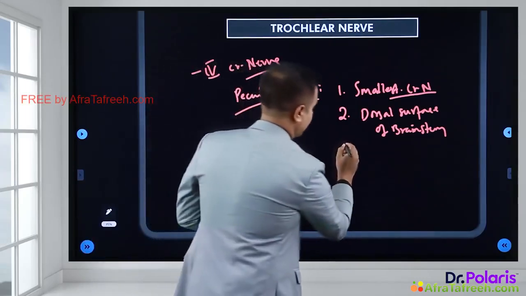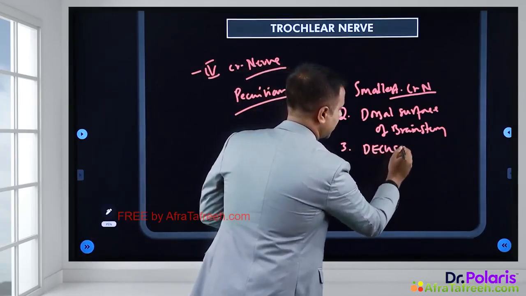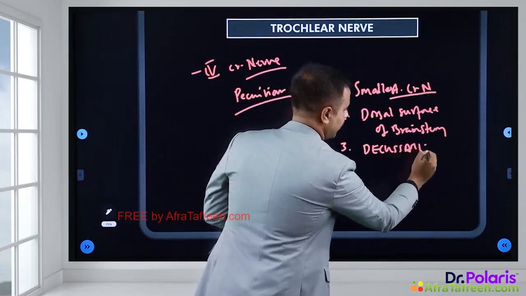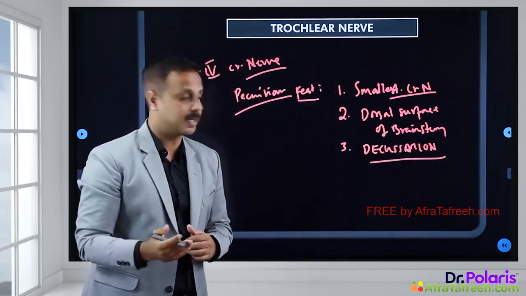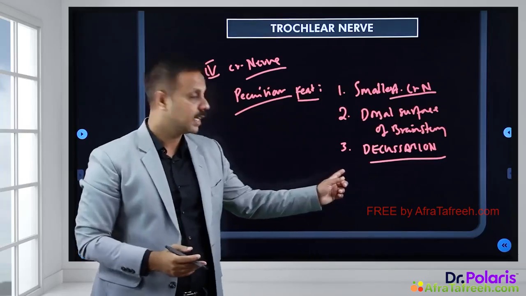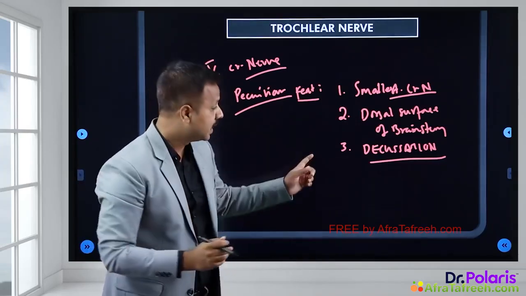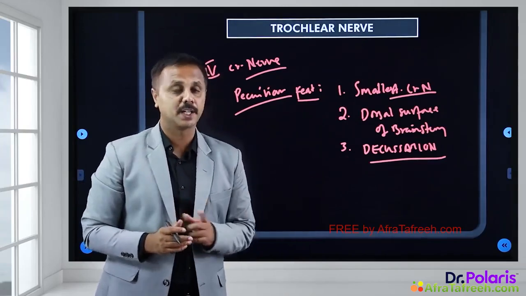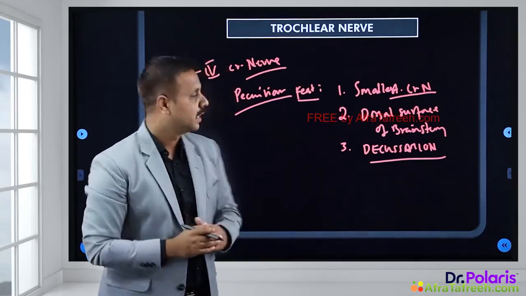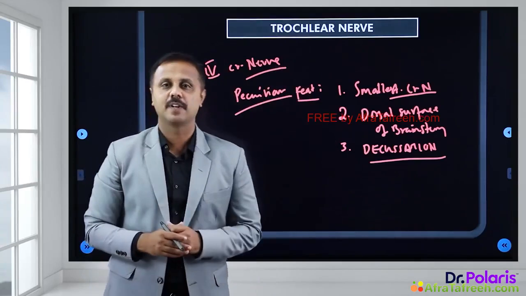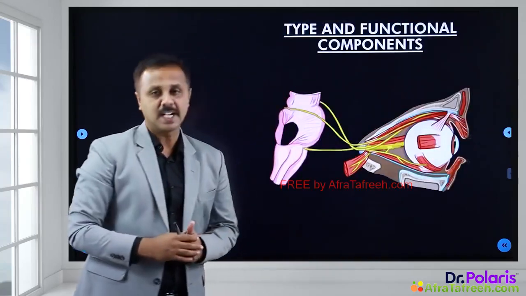Then the third important peculiarity is, this is the only cranial nerve that undergoes complete decussation before it exits from the midbrain, the dorsal aspect of the midbrain. None of the cranial nerves undergo such decussation within the substance of the brainstem. This is the only cranial nerve that undergoes decussation before exiting the dorsal aspect of the midbrain. So these are some of the peculiar features of the trochlear nerve, right?